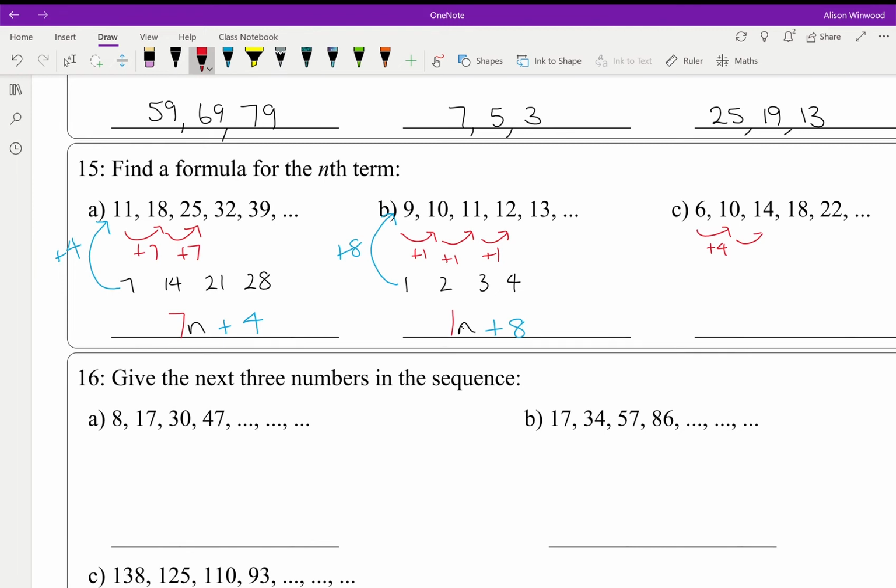This sequence going up by 4s, so it's 4n. So I'm comparing to the 4 times table, and I need to add 2 to get to the sequence.